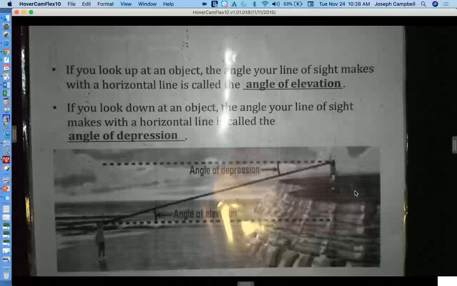So when you elevate, you look up, right? When you're climbing up a mountain, you're looking at an elevation, so you're looking up. And when you're depressed, people look down a lot. So it's an easy way to remember: depression down, elevation up.